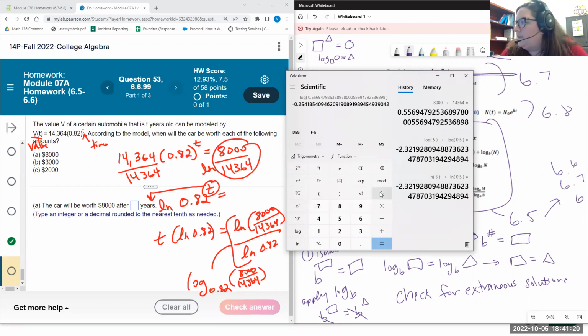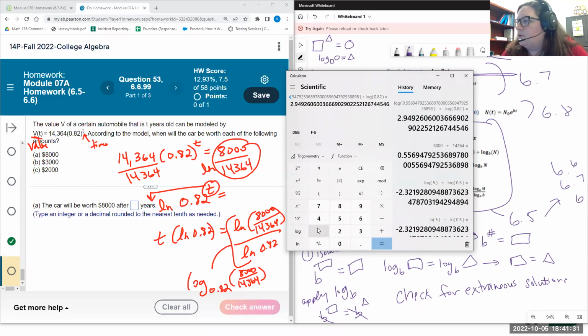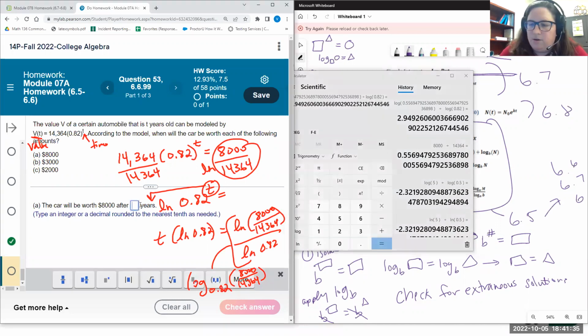So log of that, and then divided by, and in this case, I have to type in 0.82 and then hit log, or you put log of 0.82, to get the result 2.94. That rounds to 2.9 years. Let's see, it's starting. It's pretty quick, but right.